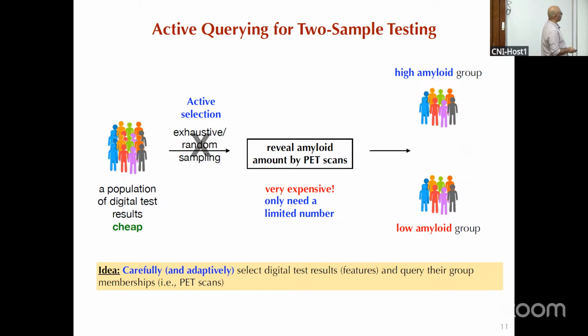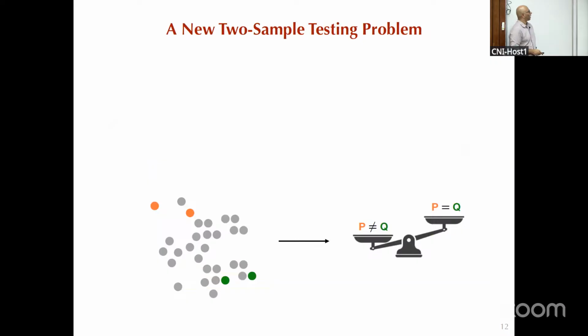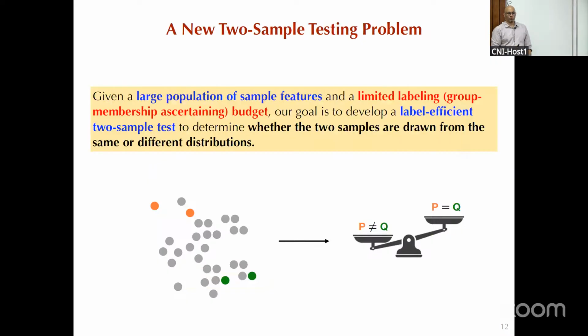Cool. So the idea is you carefully select the features that you care about. So for everybody, you have features or the outcome of this digital test, and then you query them and do this sort of two-sample test. So I think this is a new two-sample testing problem. I'm ready to change my mind, but we have been trying to push this a little bit. So the new two-sample testing problem, where you can phrase it like this.